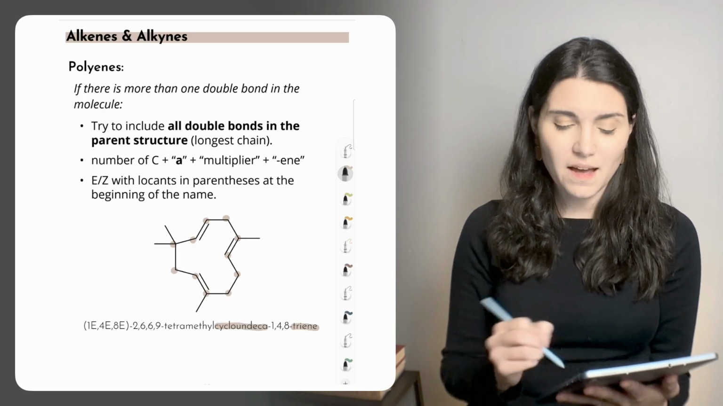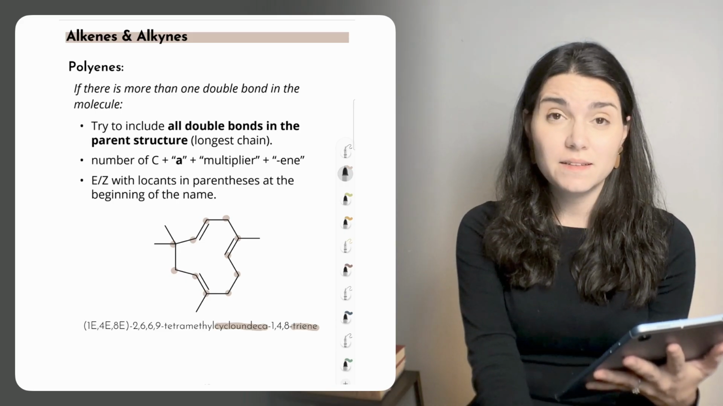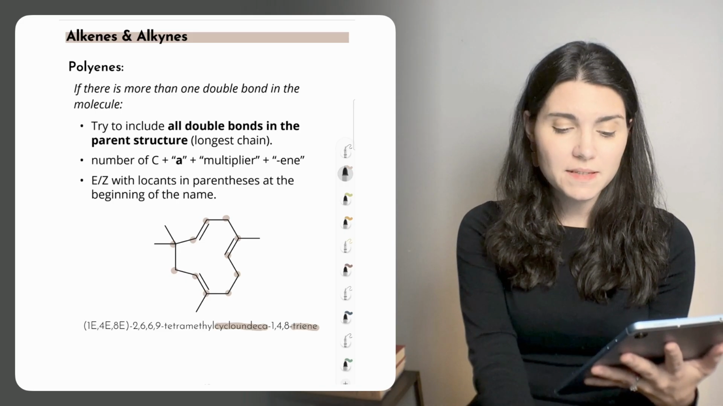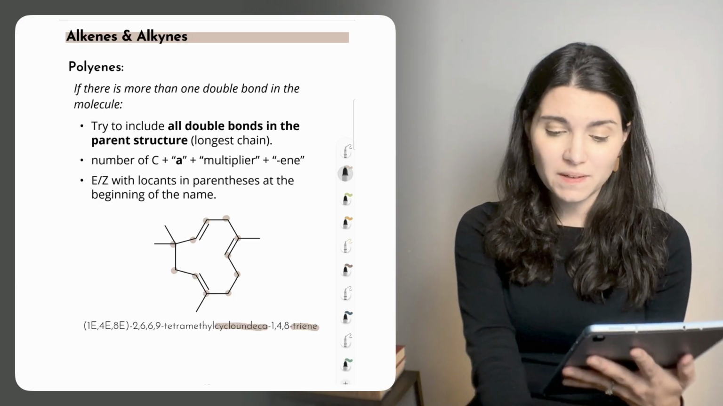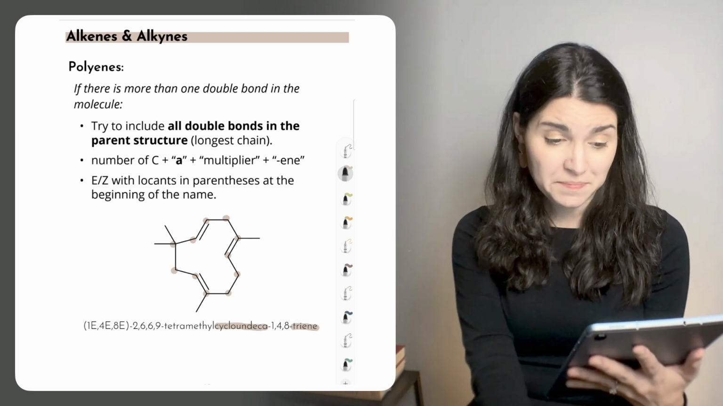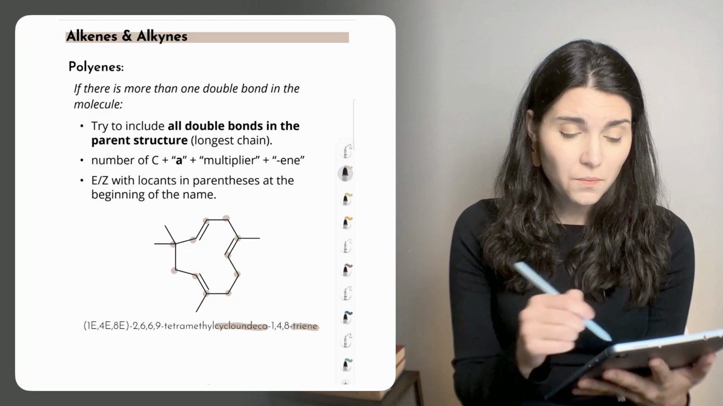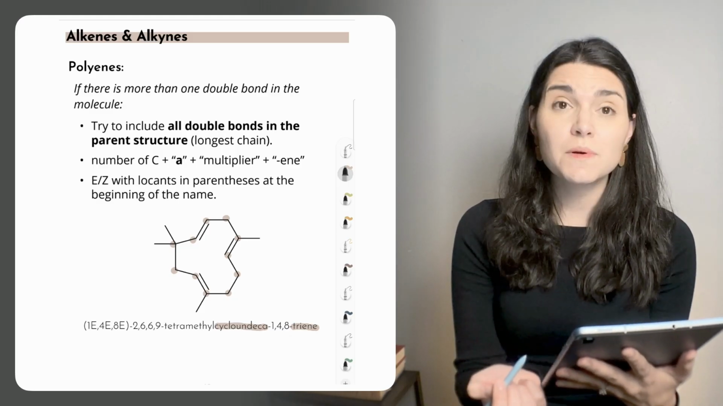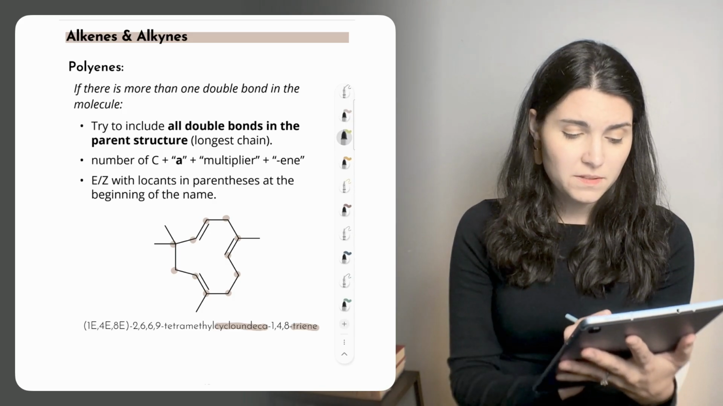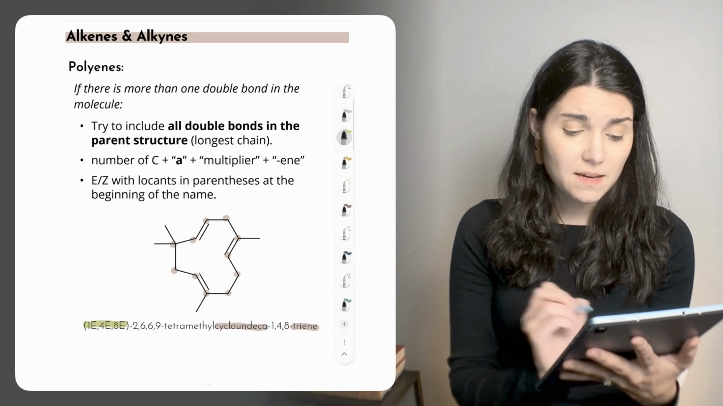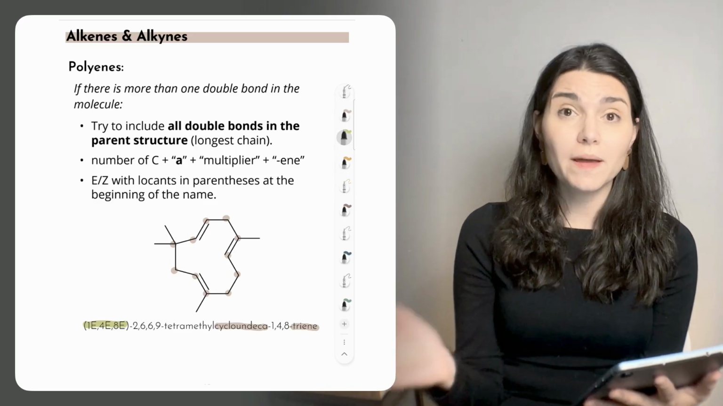And so the parent name of this large structure is cycloundecatriene. I just highlighted that so you could see. Cyclo because it's a ring, undec is the root for 11 carbons, and then A for pronunciation, tri for 3 double bonds, and then ene for the alkene. So that's quite a mouthful. And then if you notice, we have E and Z locants in parentheses at the very beginning of the name here. So 1E, 4E, 8E. So the E and Z stereochemical designations for those 3 double bonds are way at the beginning of the name.